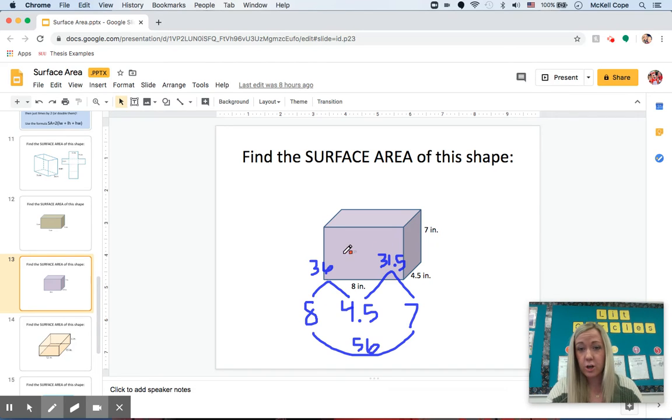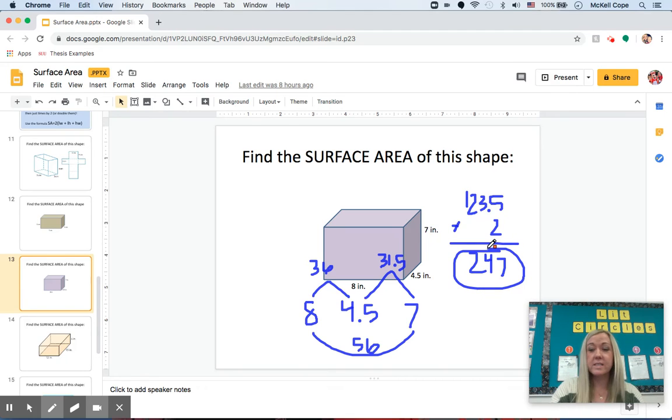Okay, now I'm just going to hurry and add these together. So I'm going to add 36 plus 31.5 plus 56. I'm going to add all of those together, and that gives me a grand total of 123.5. And because all of these have an identical twin, I'm going to go ahead and times that by 2. And that gives me a total of 247. And that would be 247 square inches.